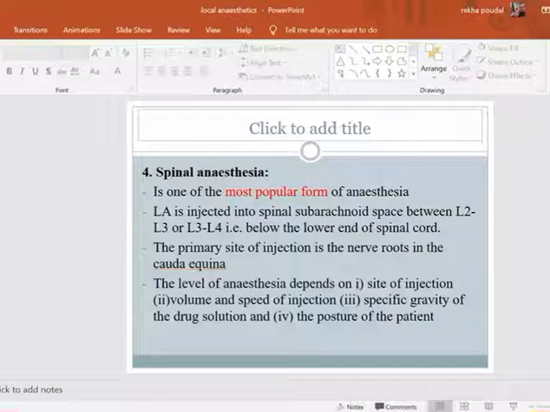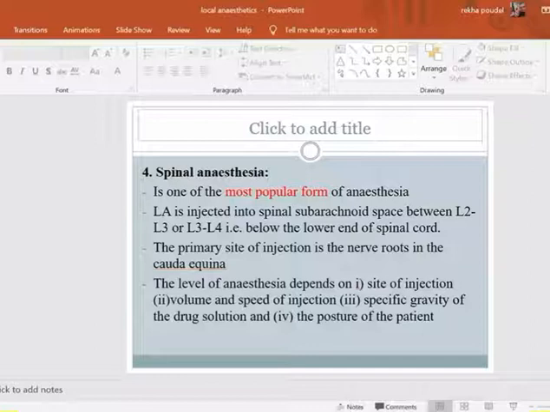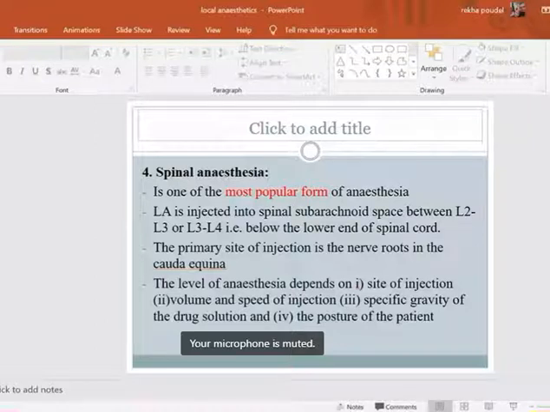It depends upon the volume of the drug, how much drug is given, and the speed of injection. It also depends upon the specific gravity of the drug and the posture of the patient. While giving spinal anesthesia, sometimes lumbar puncture is done in sitting position, and sometimes the patient is given the injection in supine position or in left lateral position. So the level of anesthesia also depends upon the posture of the patient.